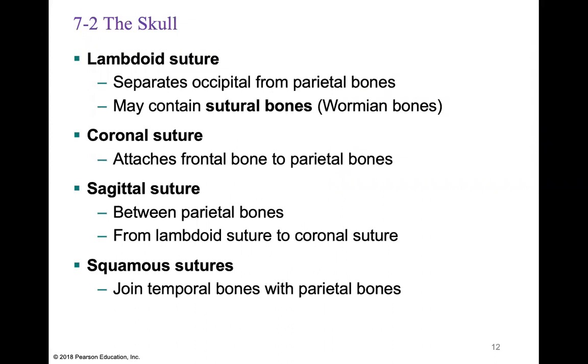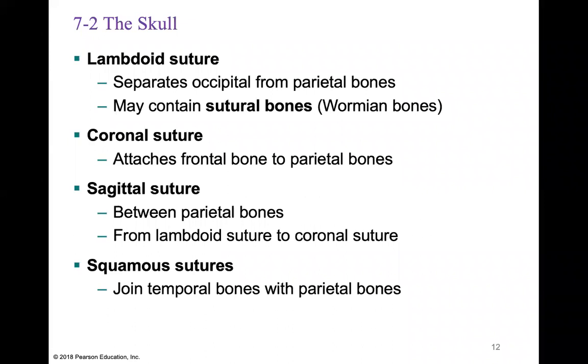The lambdoid suture is actually going to separate the occipital bone from the 2 parietal bones. The coronal suture will attach the frontal bone to the 2 parietal bones. The sagittal suture will be between the 2 parietal bones themselves, and it will go from the lambdoid suture in the back to the coronal suture in the front. And the squamous suture is going to join the temporal bones with the parietal bones on either side.